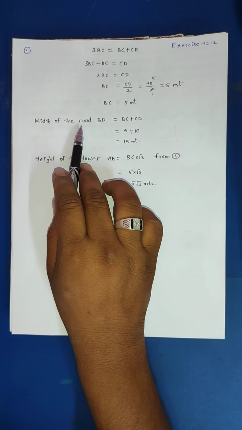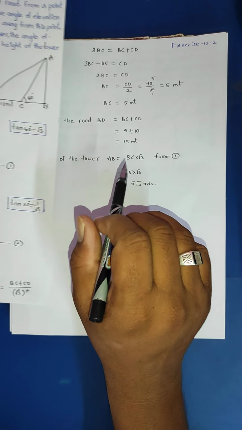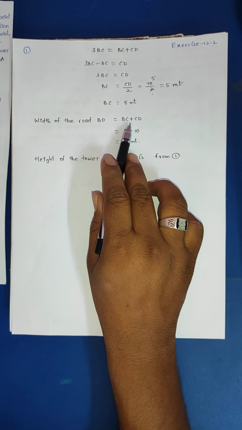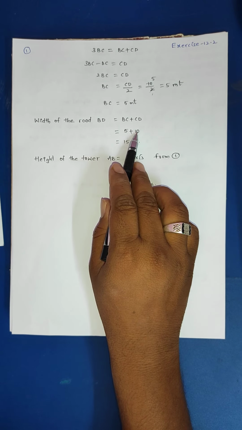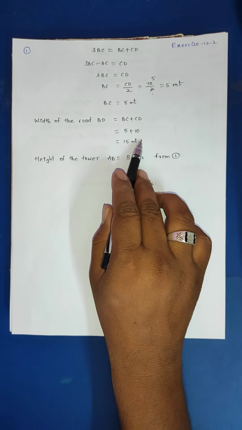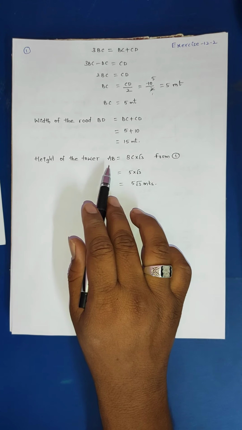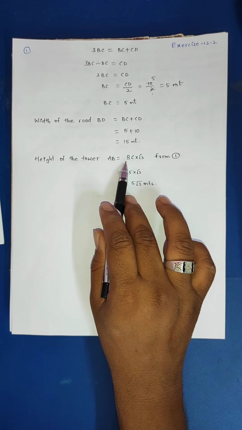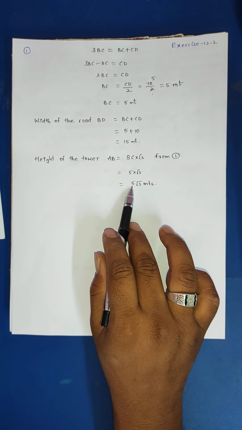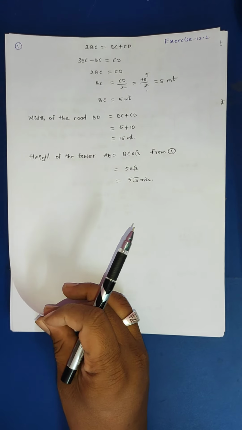Now the width of the road from B to D, or D to B. Width of the road is equal to BC plus CD. BC we found as 5, CD given in the problem is 10. Total width of the road is 15 meters. Height of the tower AB is equal to BC into root 3. BC we found before, so it is 5 root 3 meters. Okay, listen one more time.